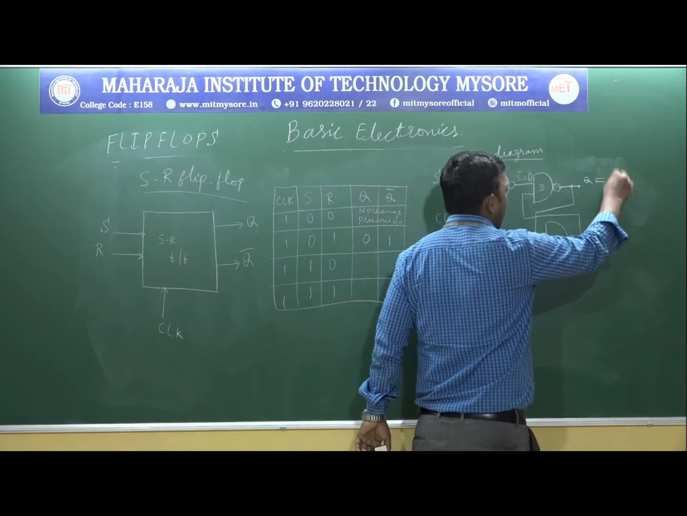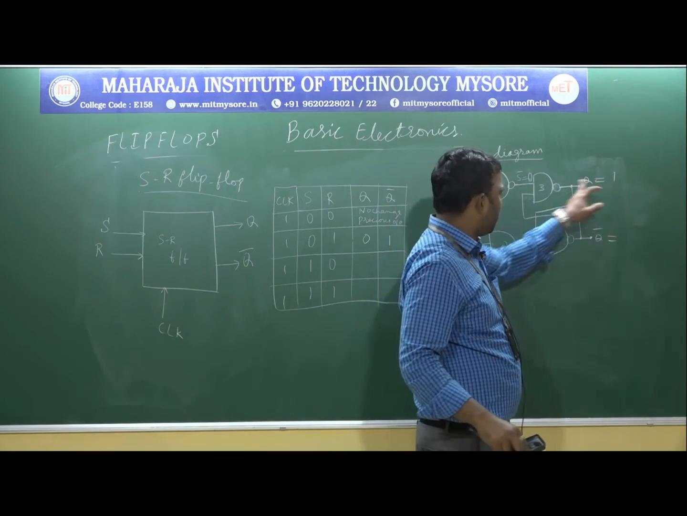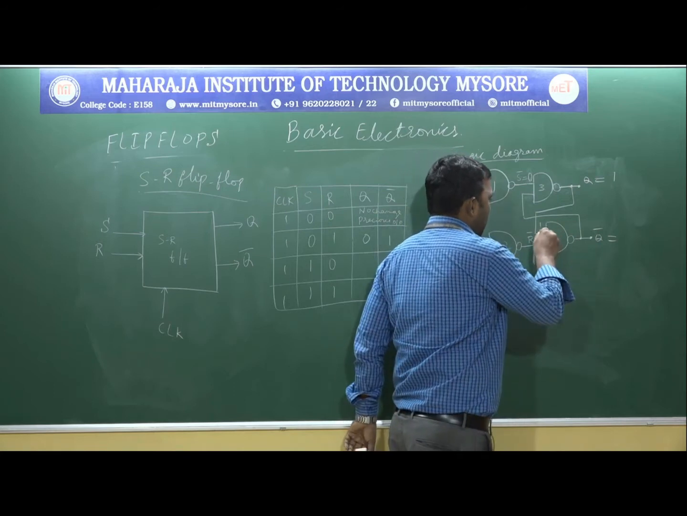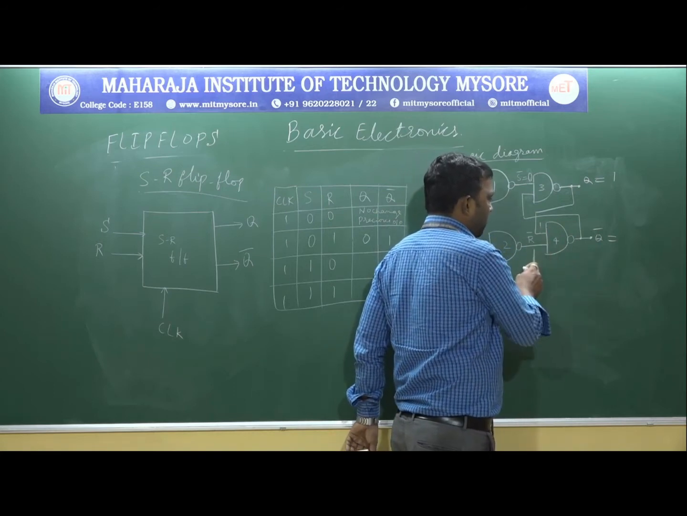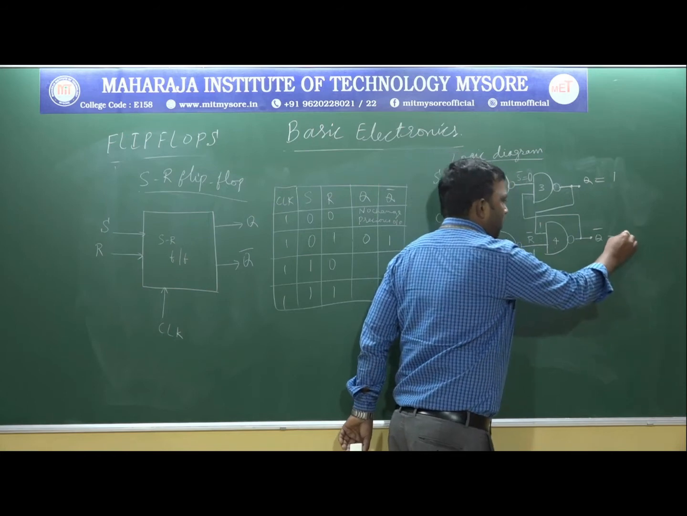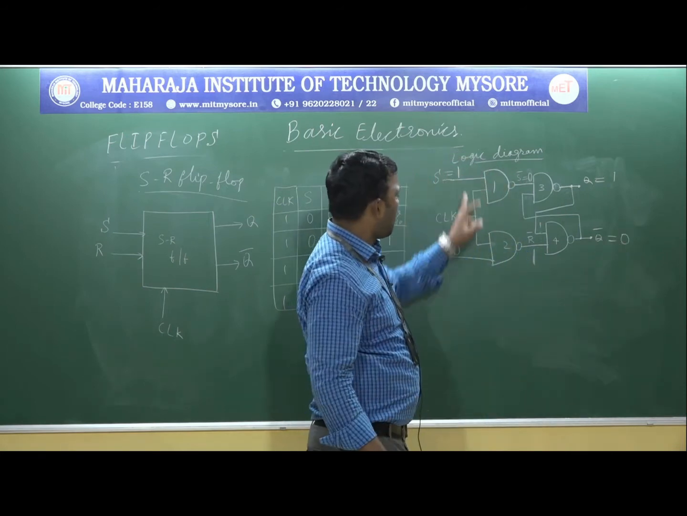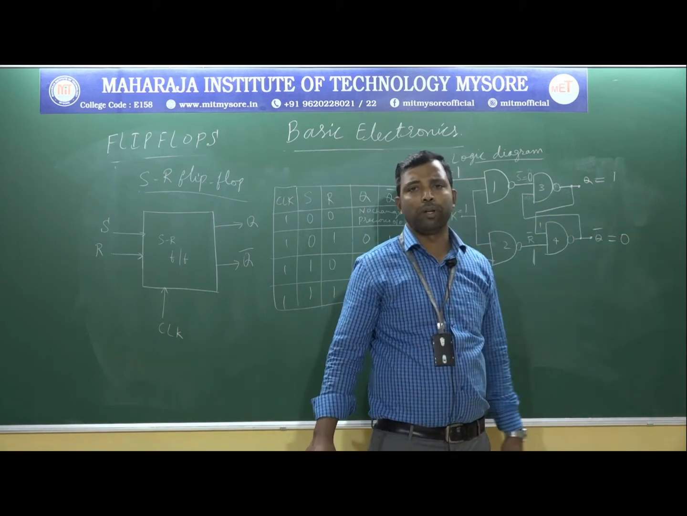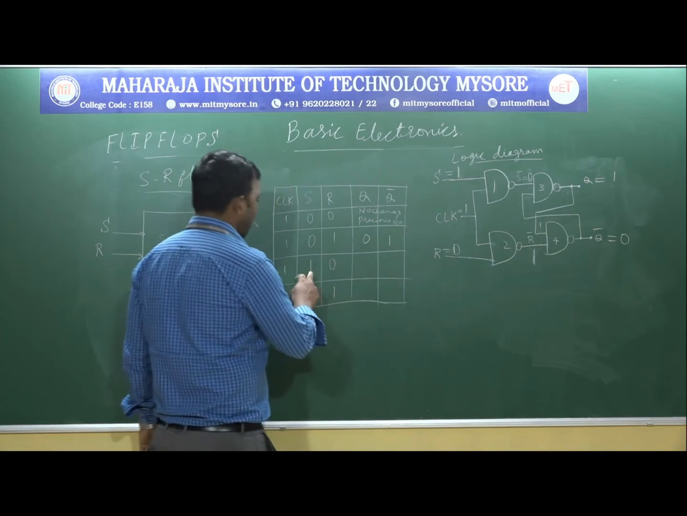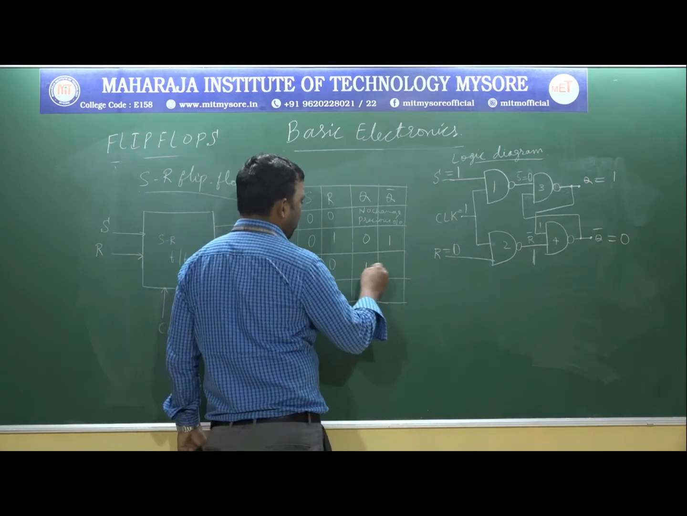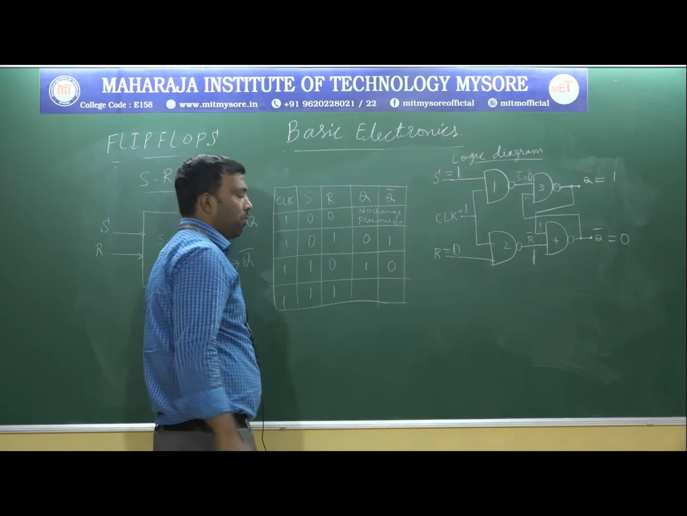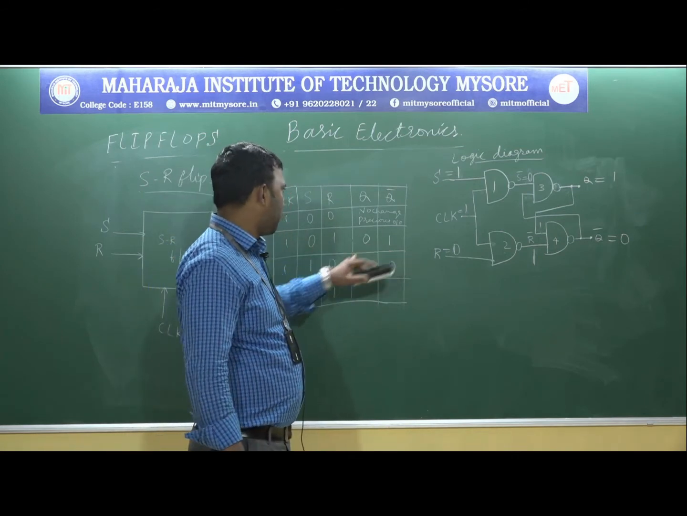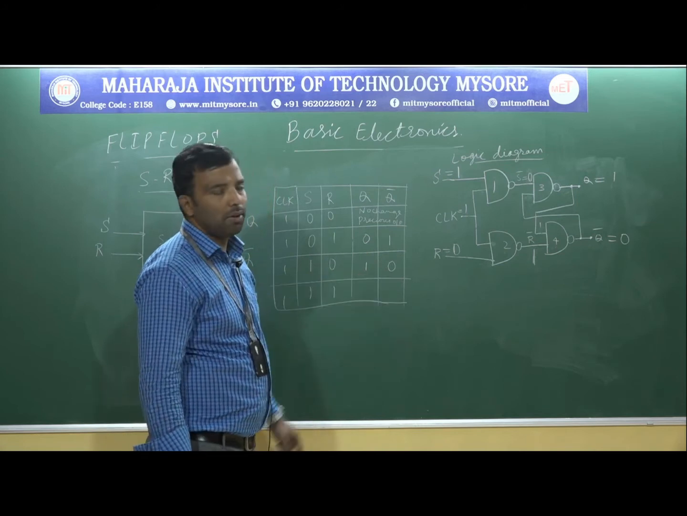So this becomes 1, which is connected to the NAND gate 4 input. So this is 1 and this is 1. Both are 1 1, so the NAND gate output is 0. When S equal to 1, R equal to 0, the output is set. Q equal to 1 means the output is set. Therefore, S equal to 1, R equal to 0, output Q is 1, Q bar is 0. Set. So when R equal to 1, output is reset. When S equal to 1, output is set.